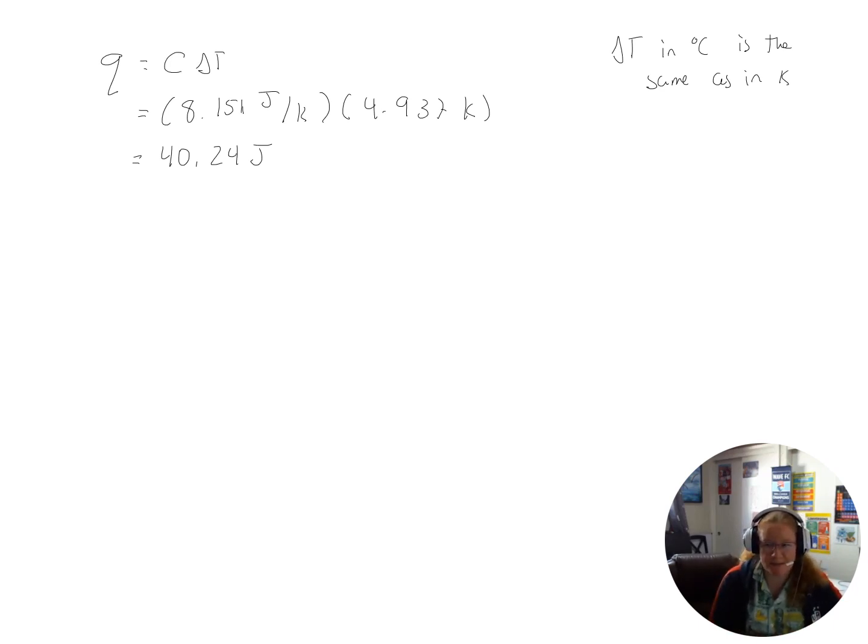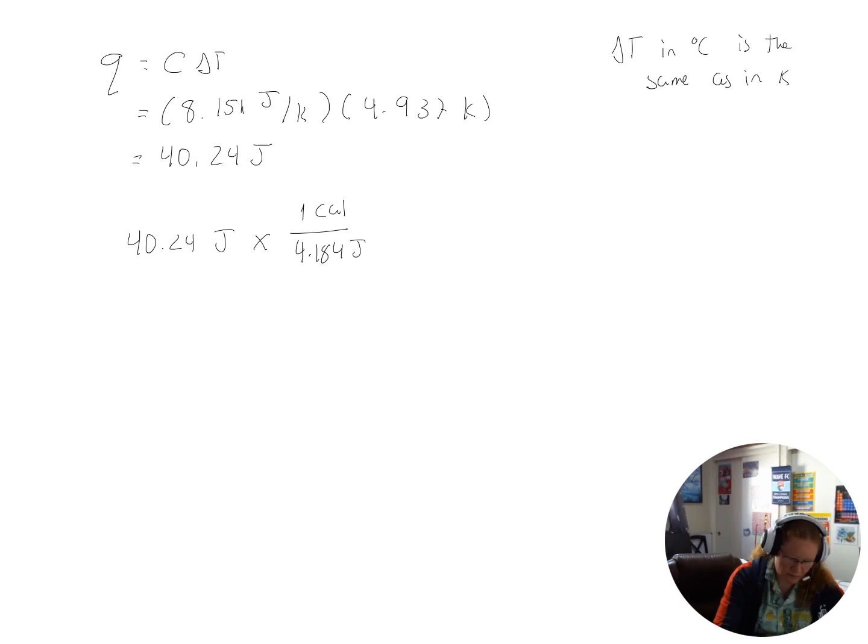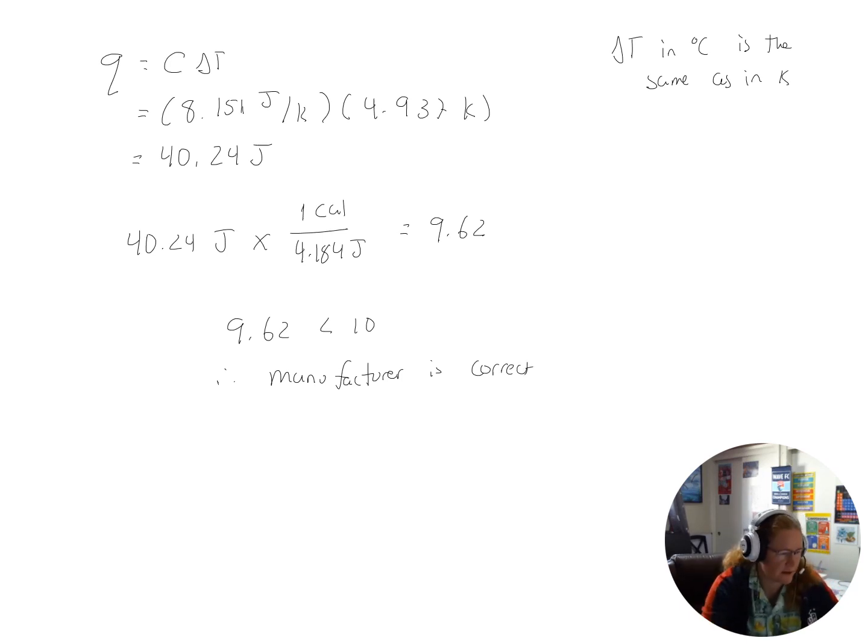All right, so we had this relationship between calories and joules. Okay, so I'm going to take my 40.24 joules and do what's called a conversion: 1 calorie per every 4.184 joules. And so what I'm going to get is 9.62. Well, 9.62 is less than 10. So the manufacturer is correct. All right? So good job, manufacturer. You made a true claim. Okay?